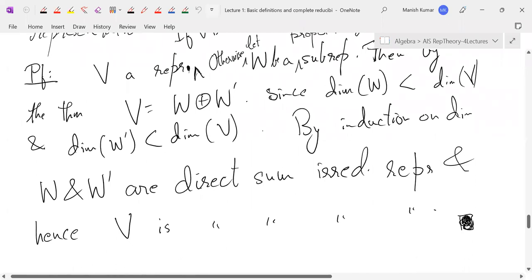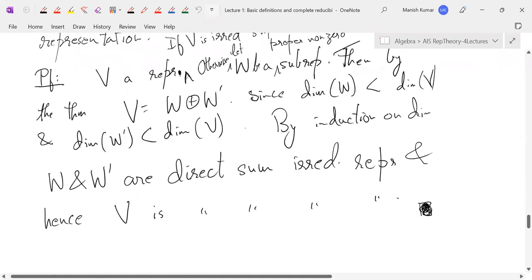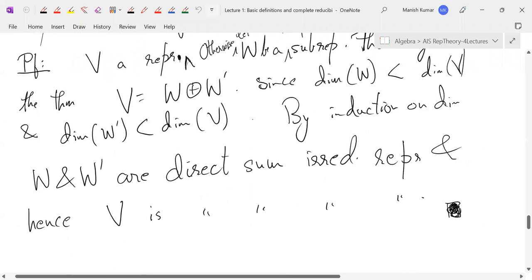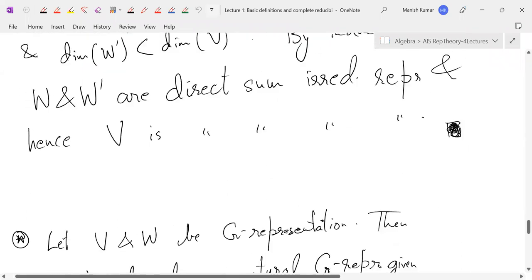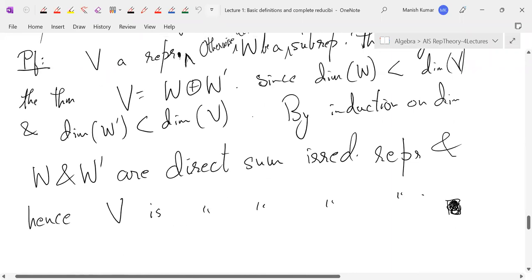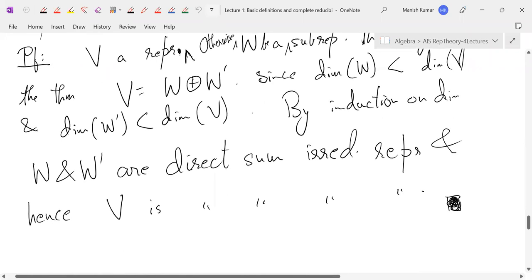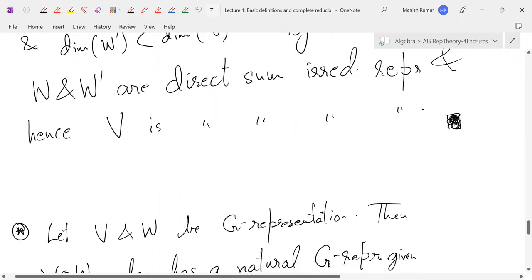So what we have seen is that every representation can be written as a direct sum of irreducible representations, and later on we will see that every irreducible representation appears in the regular representation.